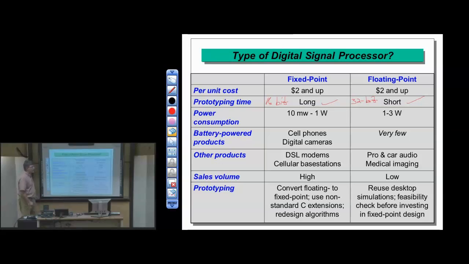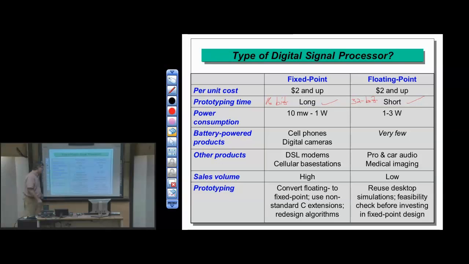Floating point generally doesn't show up in battery-powered devices. It takes too much power. But they do show up when you have access to lots of power, either in a car or plugged in from the wall. So both pro and car audio and medical imaging. On the fixed point side, volumes are much higher. You're going into cell phones and digital cameras, so the number of units sold per year is way more in the fixed point case than the floating point case.